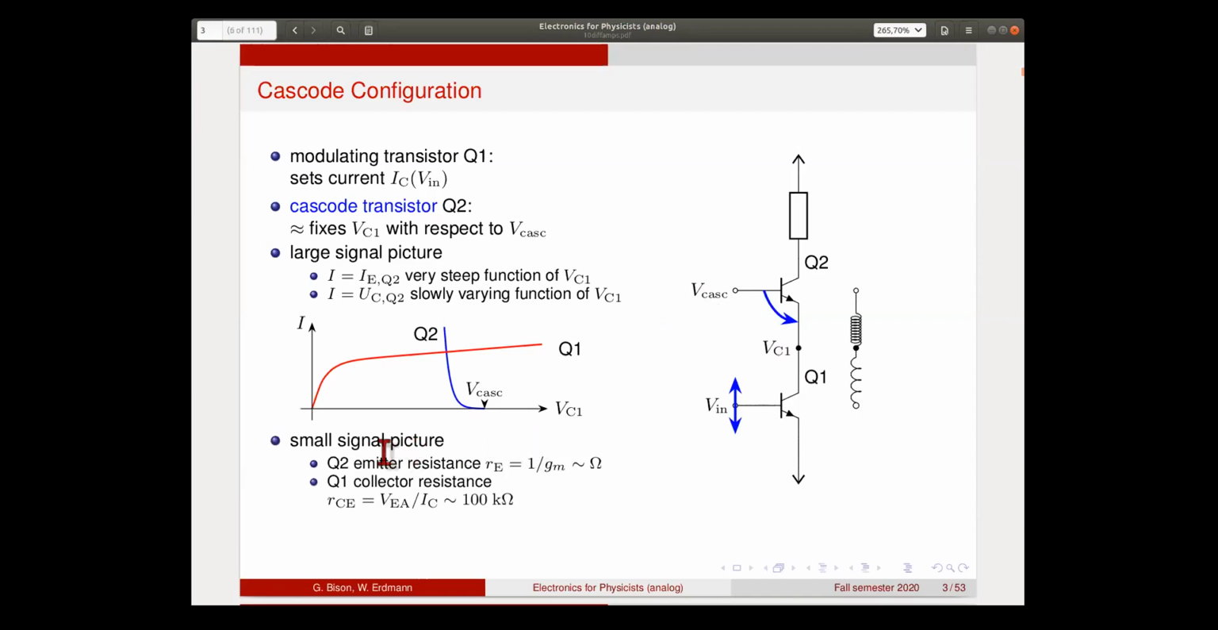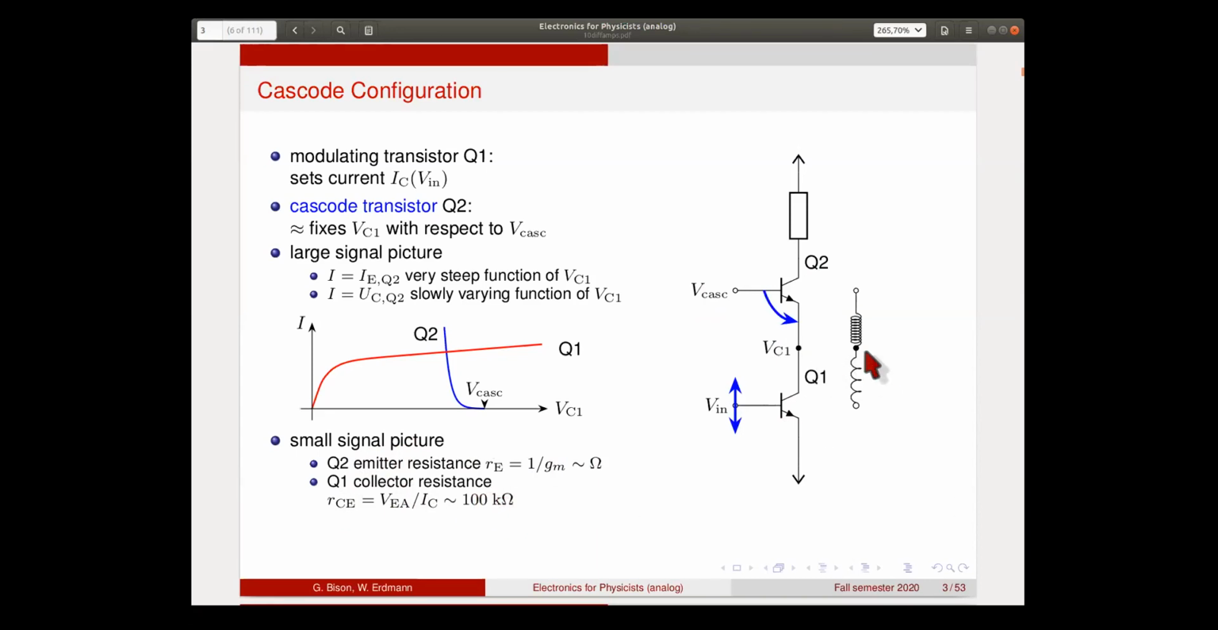In the small signal picture, we would say that this transistor has a very small emitter resistance, which is like 1 over Gm, which is of the order of a few ohms. While this transistor here has a huge collector resistance, which is given by the early effect, and is typically of the order of 100 kilo ohms.